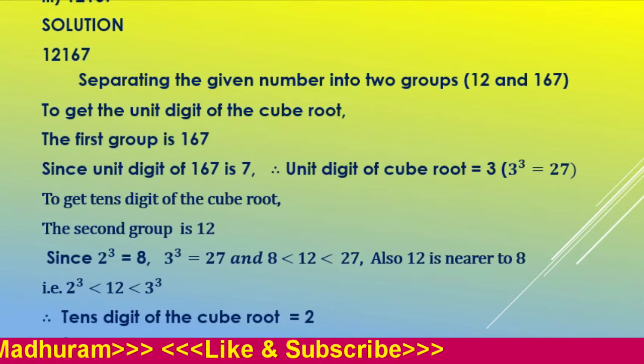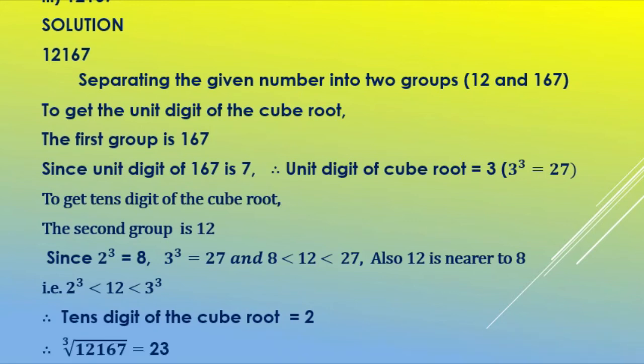Therefore, the cube root of 12,167 equals 23.